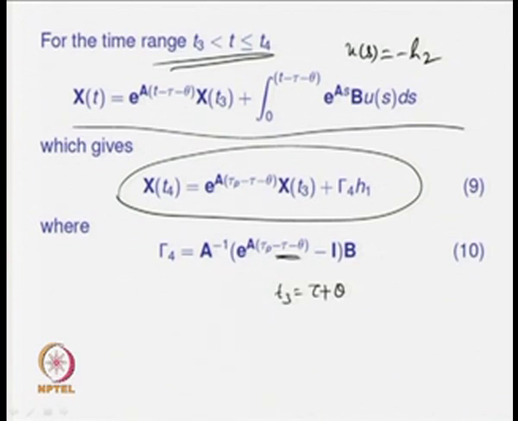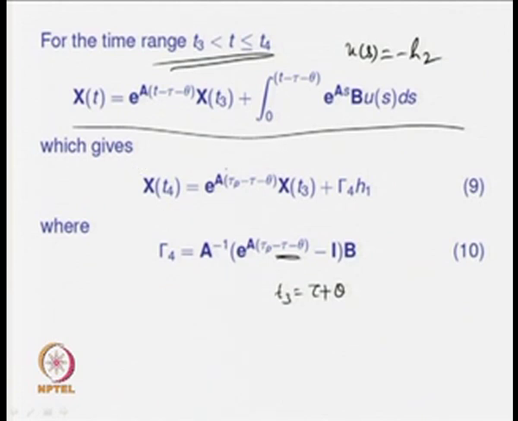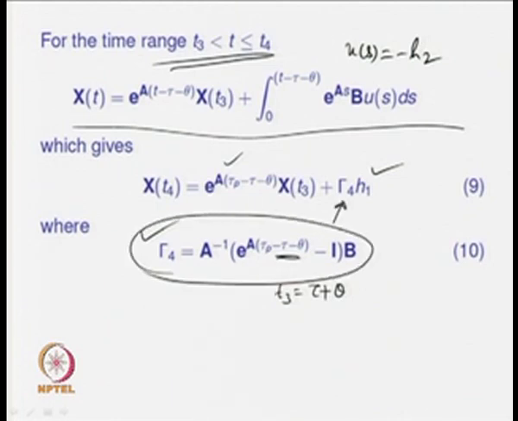Again, if you recall the solution for the state equation, x(t) is equal to e to the power A (t minus t0). The starting point for us is time t equal to tau plus theta, that is why t0 is becoming tau plus theta, and you are getting the expression for x(t4) at the particular time t equal to t4. x(t4) is equal to e to the power A (tau p minus tau minus theta) times x(t3) plus gamma 4 h1, where gamma 4 is given as A inverse times e to the power A (tau p minus tau minus theta) minus the identity matrix, times B. So, gamma 4 appears over here.